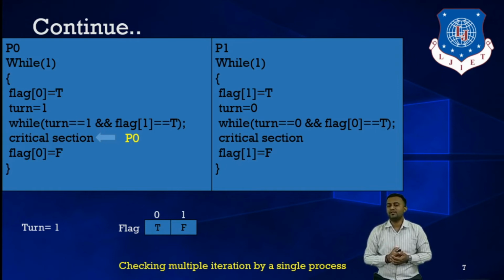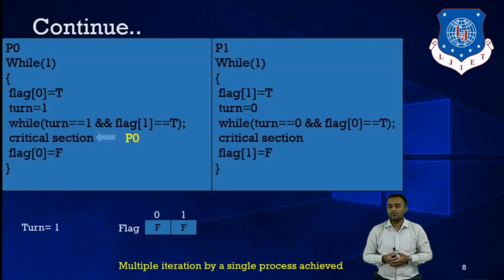Now what we need to check in this case? Once P0 uses the critical section and comes out from it, and again P0 wants to enter into the critical section a second time, is it possible? So let us check it.